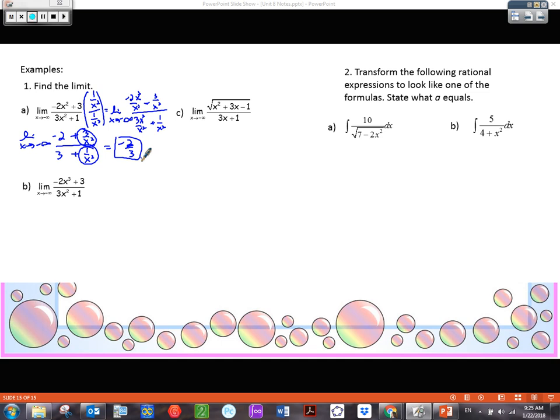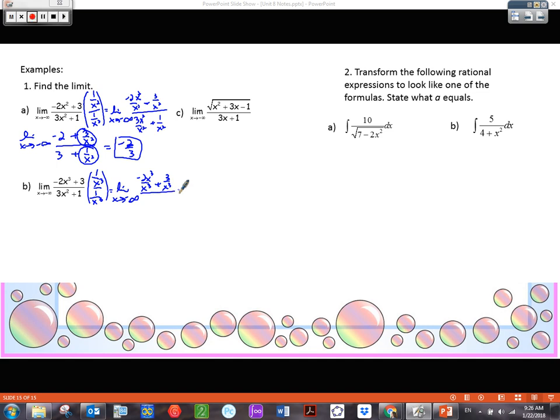Okay, let's move to the second one. So I look at this and I see that the cubed, the 3, is the largest one, so I'm going to multiply by 1 over x cubed over 1 over x cubed. So that gives me the limit as x goes to negative infinity of, so I have negative 2x cubed over x cubed plus 3 over x cubed. That's what I have in my numerator.